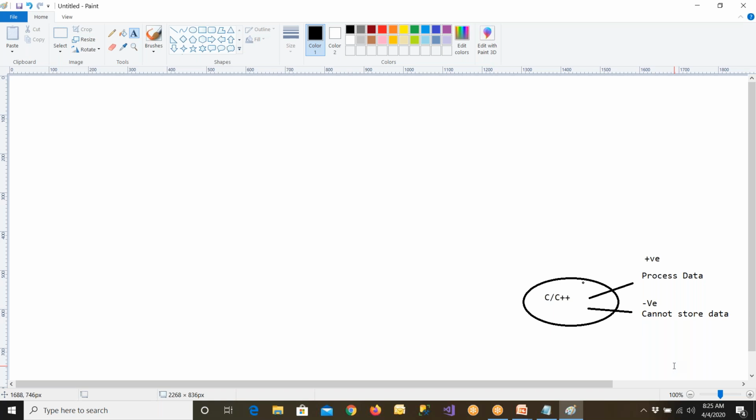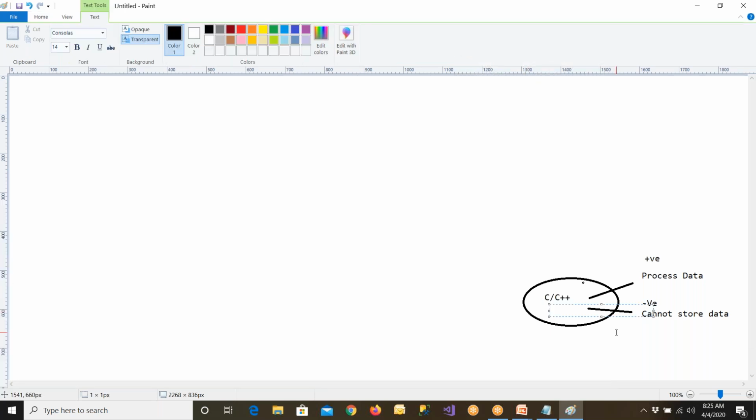A language cannot store data. That is the big issue of the language even today. Any language you take, .NET cannot store data. Java is a language, and it cannot store data. Am I clear? These languages were invented, as we know, in the 1960s and 70s, right?